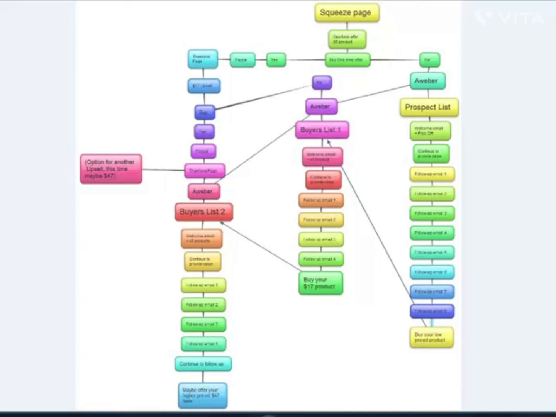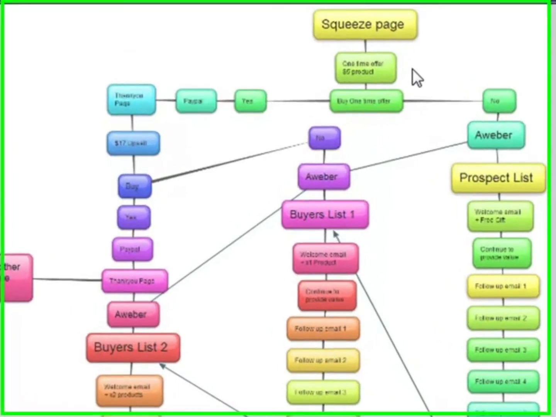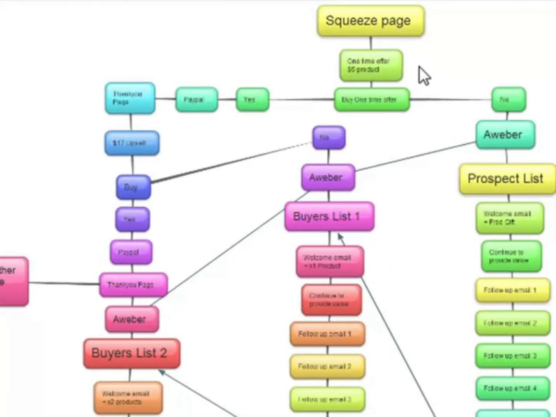So as you can see at the top here, we've got our squeeze page as normal. So people come into your squeeze page and you present them with the one-time offer, which, as I've told you before, you want to make between $5 and $11 for maximum conversions. Obviously anything more than 11, then your conversions are going to start getting really low. And then you give them the opportunity to buy your one-time offer.